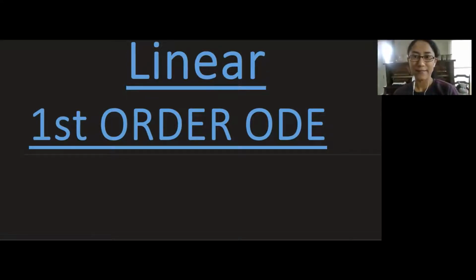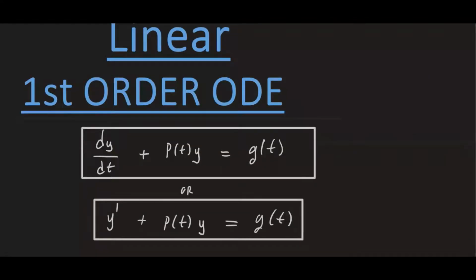So let's dive in. Here is the standard form of a linear first order differential equation. You can see the equation in this way, where you'll have dy/dt plus a function p of t times y is equal to some other function g of t, where dy/dt can also be denoted using y prime. Now, how do we solve these kinds of equations?